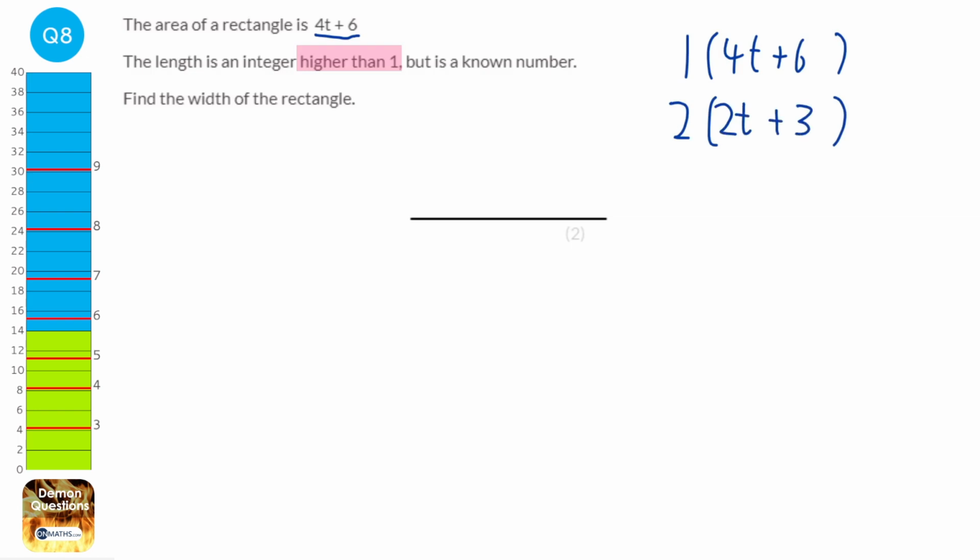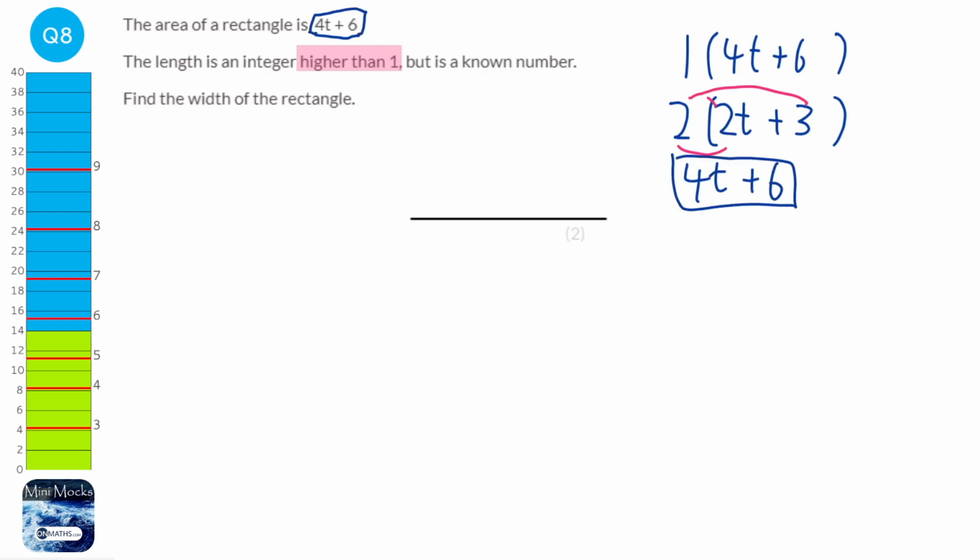So what we can do is we can just check that out with smiles and rainbows. Put my times down there to remind me to times it. So 2 times 2t is 4t, 2 times 3 is 6. So that works because that is the same as this in the question. So we know that 2 times 2t plus 3 works. In fact, it's the only one that works with it being an integer.